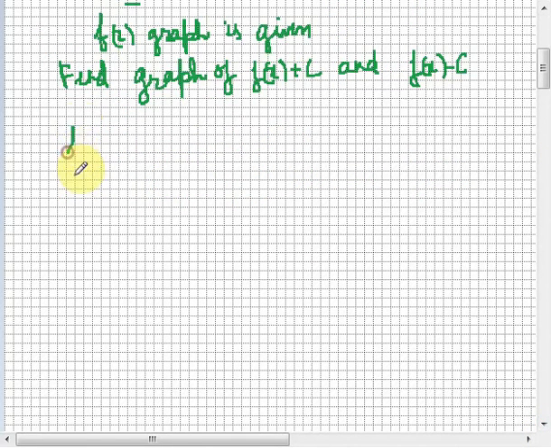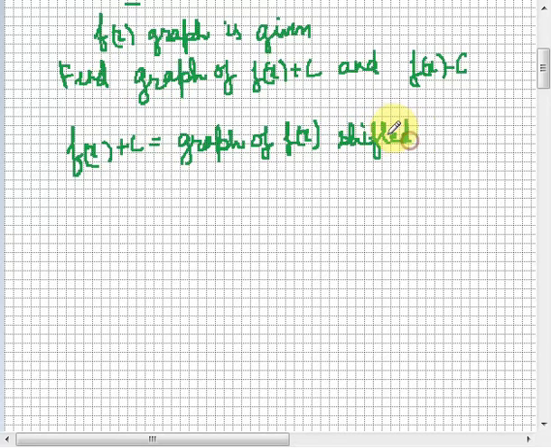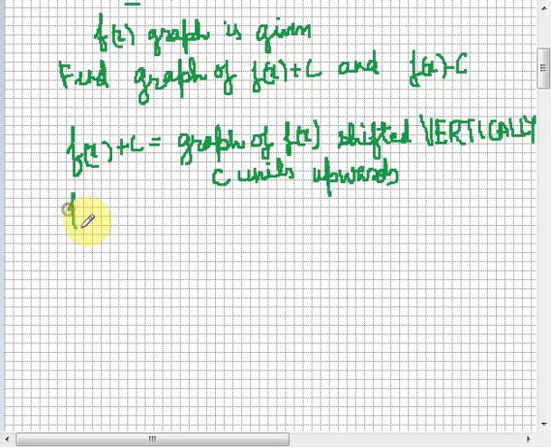The rule is, the graph of f(x) plus c is the graph of f(x) shifted vertically c units upwards, and the graph of f(x) minus c, note c is greater than 0, is the graph of f(x) shifted c units vertically downward.